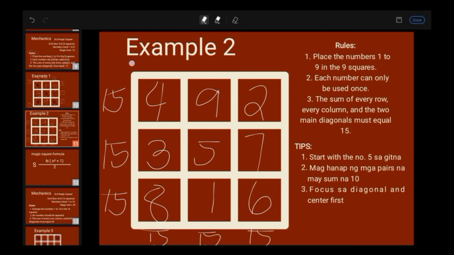Diagonal naman. 4 plus 5 plus 6 is equals to 15. 8 plus 5 plus 2 is equals to 15. So, ayan. Perfect.